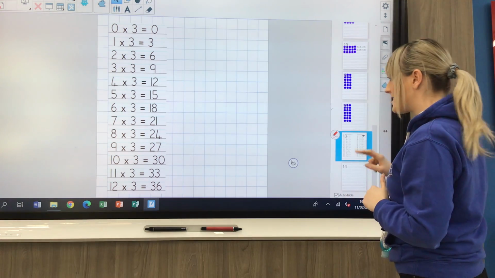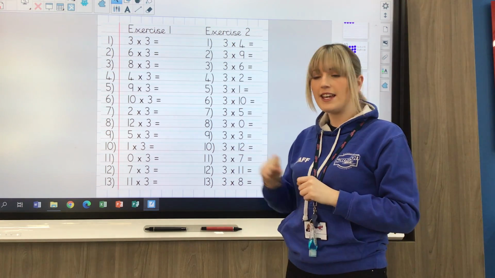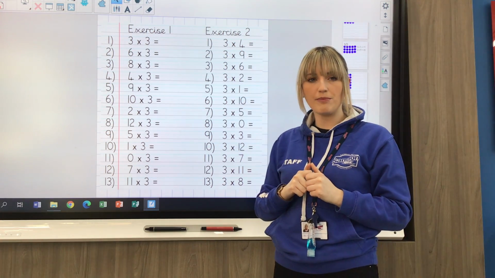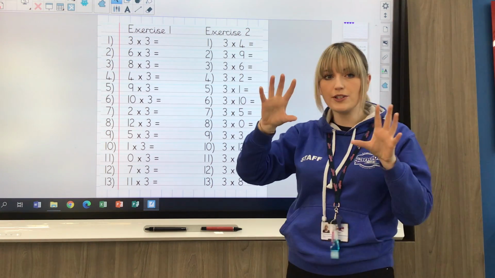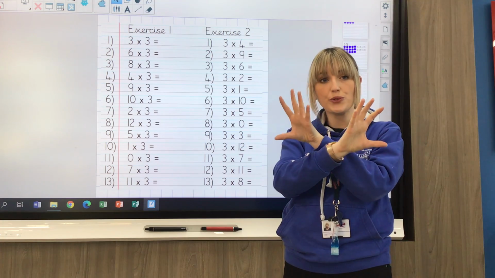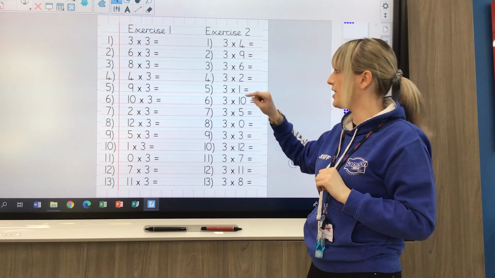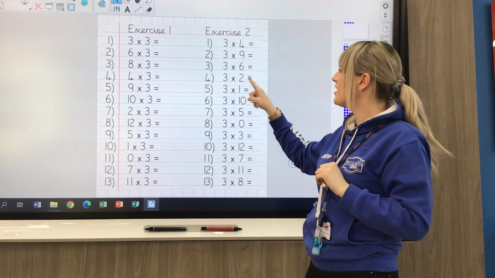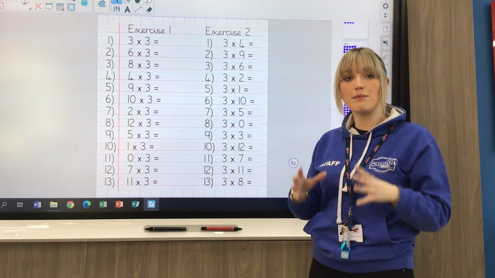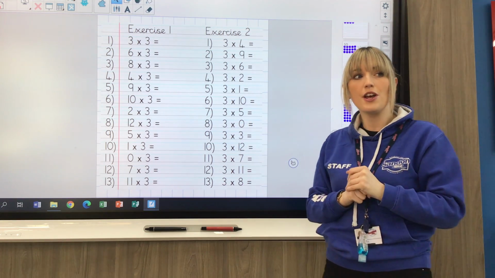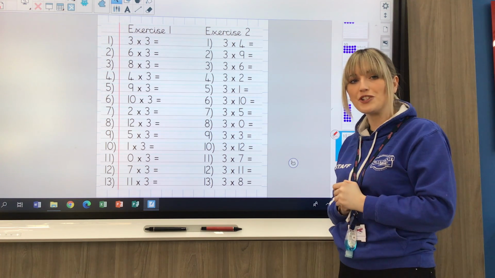If we look at exercise 2, we can see that 3 is the number at the beginning of our number sentence. So if you can't count in 4s, you count in 3s, and it's just switched. So you do 4 lots of 3, 9 lots of 3, 6 lots of 3, 2 lots of 3. Because we know that multiplication is commutative, we can switch it around. So in your purple books, I'd like you to solve me these questions.